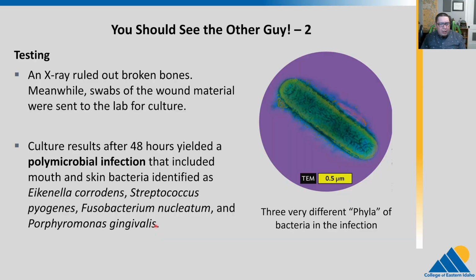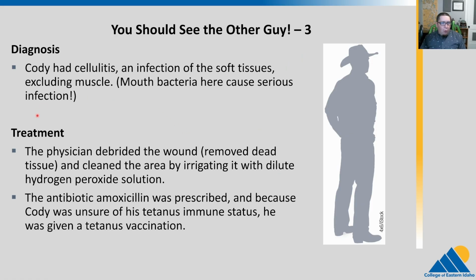So we're seeing these normal bacteria that can cause some issues, minor issues usually, moving out of place. Once they get under the skin, they can cause large problems. This is a huge theme in microbiology. When things get out of place, bad stuff happens usually. So we diagnose him with what we call cellulitis, an infection of that soft tissue. It excludes muscle. That's the definition of cellulitis. And here, the mouth bacteria are really causing a serious infection.